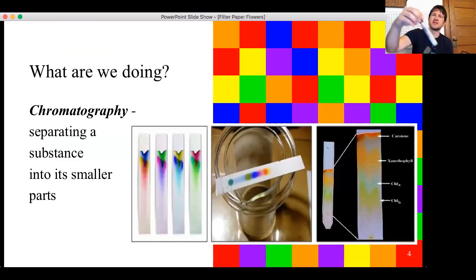We found that this Sanford king size one had lots of yellows and oranges. We learned that Sharpie brand had lots of purples and blues. So that's kind of a neat thing to think about. This picture down here on the right-hand side is actually using a different chemical to break apart all the different pigments that you would find in a leaf.